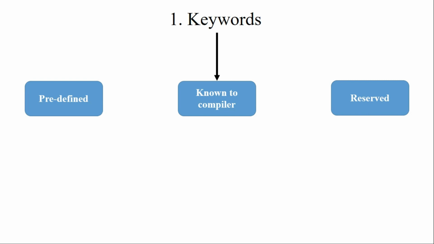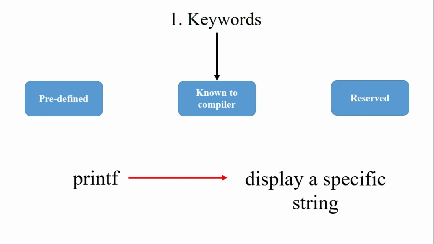For example, printf is a keyword used in C language and its function is to display a specific string. So it has a defined set of functions associated with itself. Because of this property, programmers cannot use printf command for some other function or objective. This printf command will carry the same defined function throughout the code.